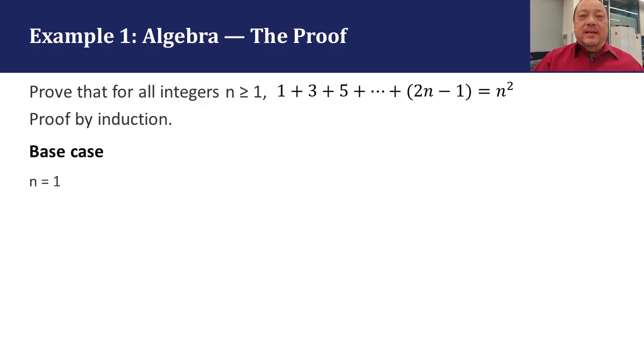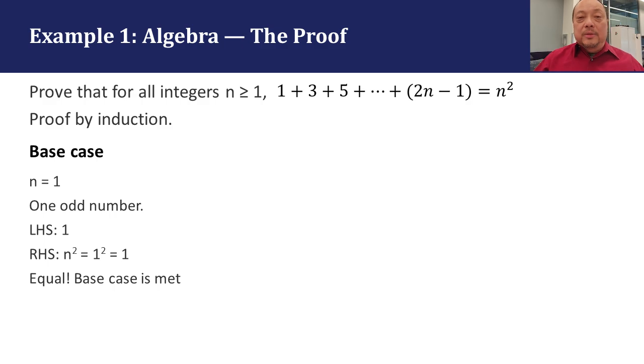Base case, n equals 1. That means one odd number. The left-hand side is just 1. The right-hand side is n squared, and it's equal to 1 squared, which is equal to 1. They are equal. The base case is met.